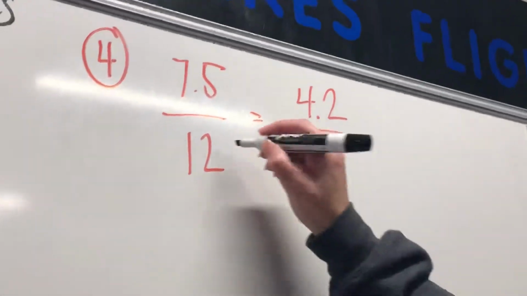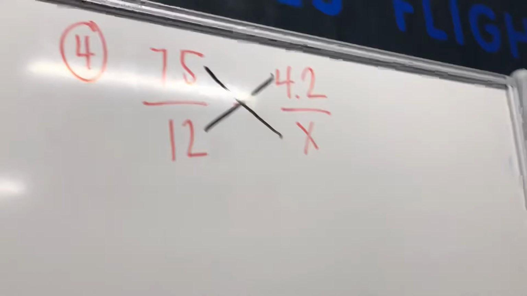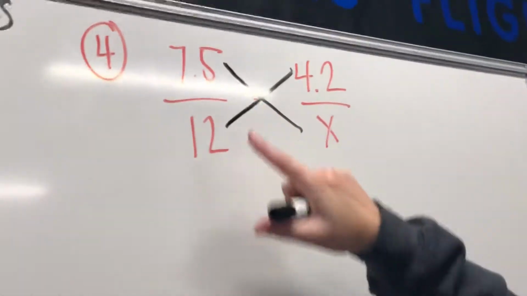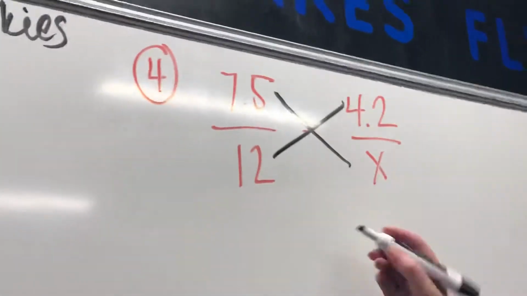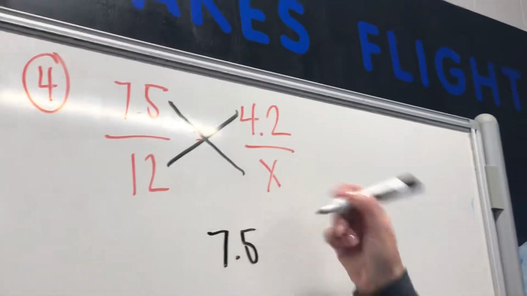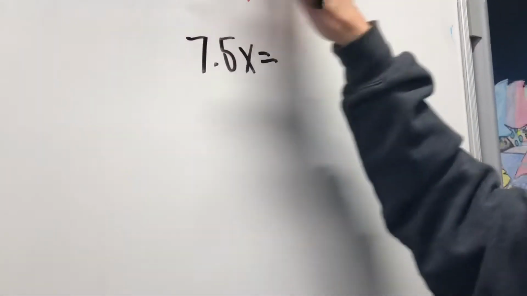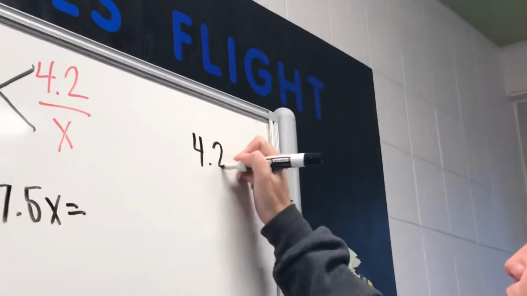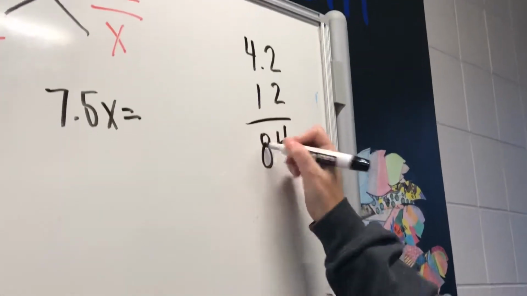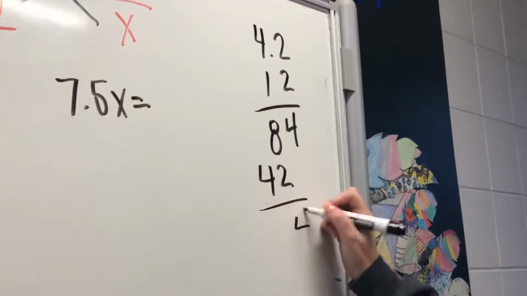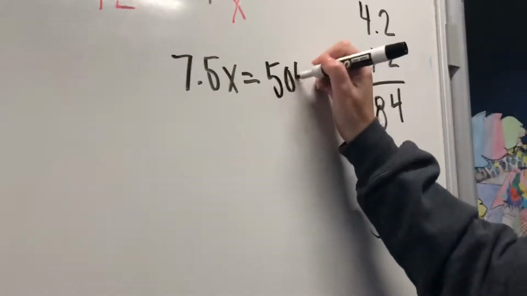Now, this is one that I will allow you to use a calculator on because it does have decimals in here. I'm going to start by multiplying whichever side has the variable. I'm going to multiply it out. 7.5 times x is 7.5x. Then I need to do 12 times 4.2. And I'm just going to do my math over here on this side. It's going to be 50.4.